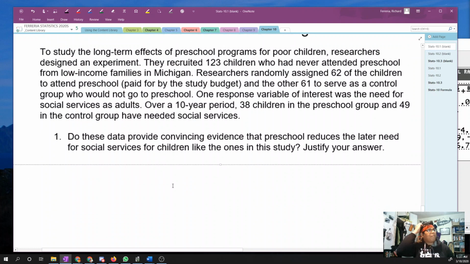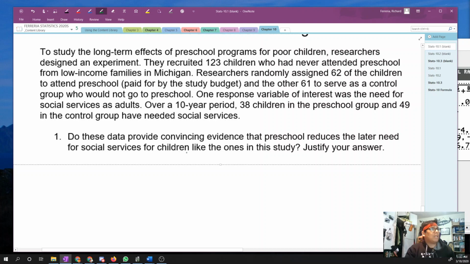To study the long-term effects of preschool programs in poor children, researchers designed an experiment. They recruited 123 children who had never attended preschool from low-income families in Michigan. Researchers randomly assigned 62 children to attend preschool, paid for by the study budget, and the other 61 would serve as a control and would not go to preschool. One response variable of interest was the need for social services as an adult, over a 10-year period. Wow, that's a really long study. Could you imagine that?